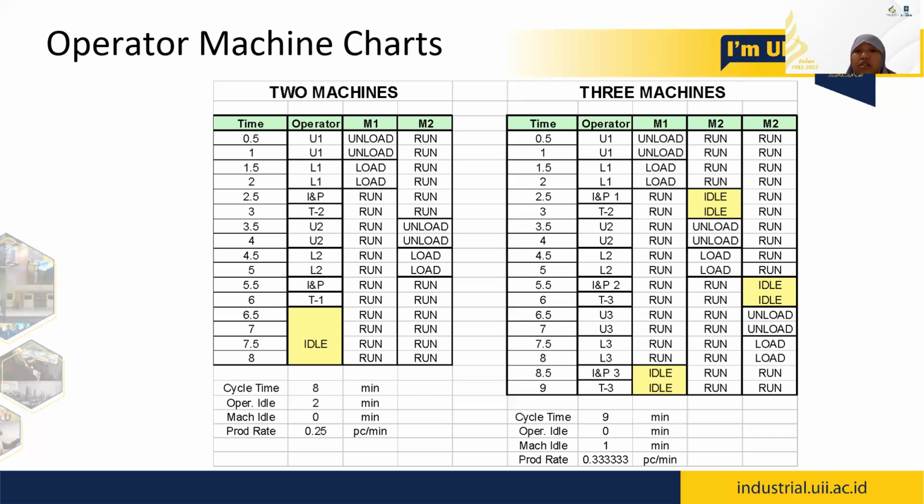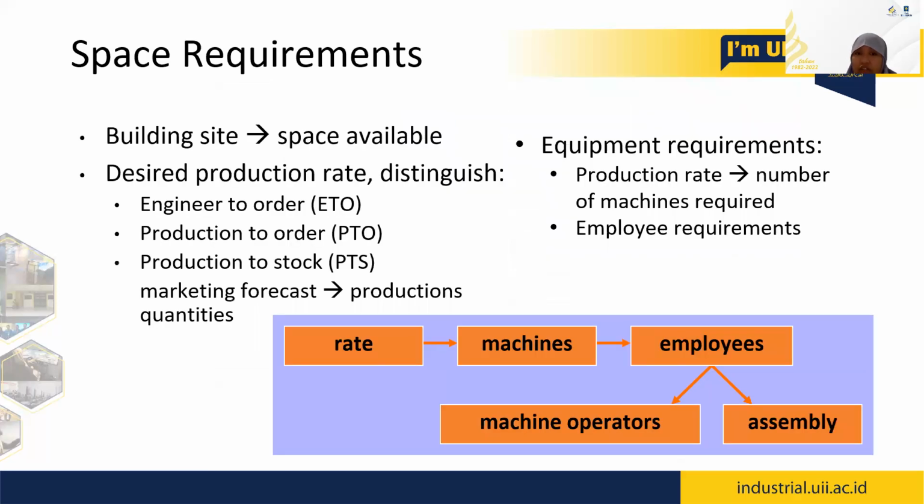If we already have such an analysis, the decision maker can find the best configuration, whether it's 1 machine, 2 machines, or 3 machines with 1 operator. You should also try to conduct this analysis to find out whether the current industry you choose has high efficiency or utilization or not.